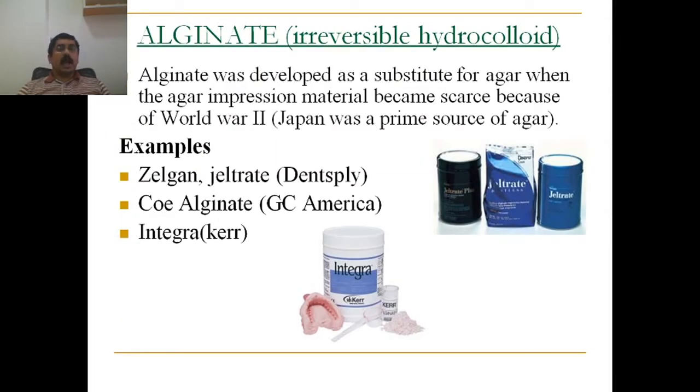Next is alginate, which is an irreversible hydrocolloid. It was developed as a substitute for agar when the agar impression material became scarce because of World War II.